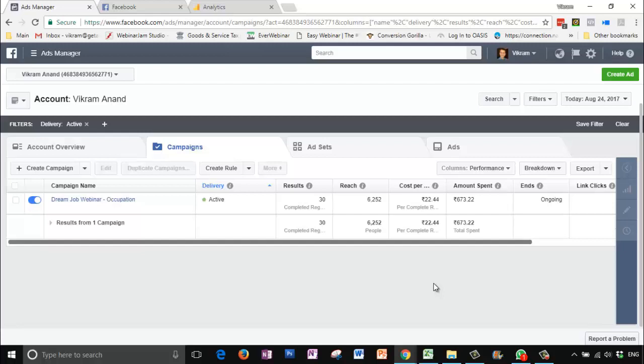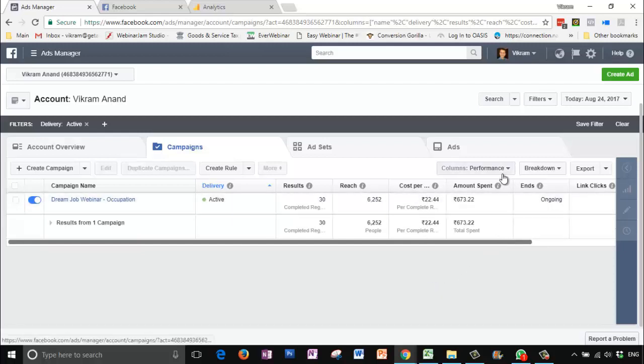And over the last couple of weeks, I have seen that my cost per registration fluctuates between 18 to 25 rupees per registration. During weekends, I have seen that it is far lower because I guess there are more people at home and they register for the webinar and they have more time. But it fluctuates between 18 to 25 rupees. So right now, if I look at my data at this point of time, at this time of recording, 22 rupees per registration is a very safe number.